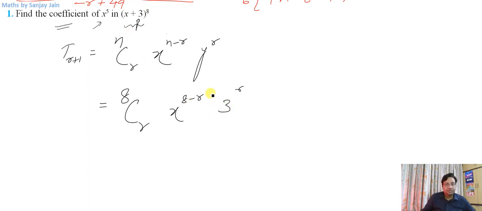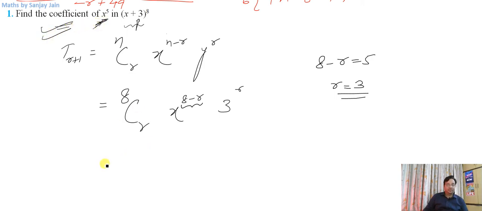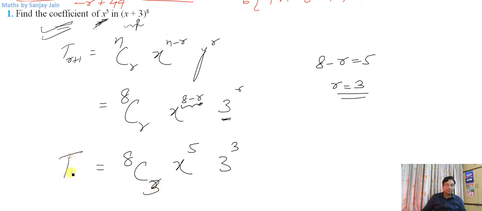So it will be 3 raised to power r. Now see, I need x raised to power 5. So 8 minus r should be equal to 5. So r should be equal to 3. This is what I require. Now I need the coefficient of x raised to power 5 in this. So let us check. 8Cr, if I replace r with 3, I'll have x raised to power 5 here and 3 raised to power 3 here. Right? And this will become T4. This will be the fourth term in which x raised to power 5 will appear.